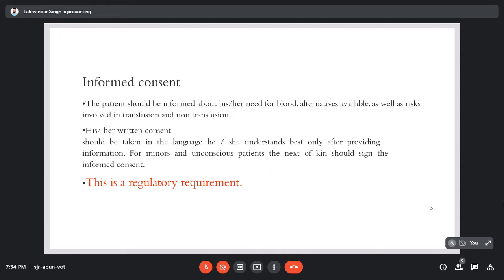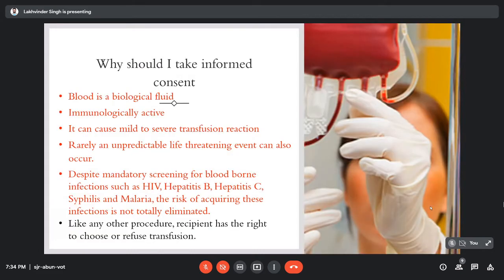For a minor and unconscious patient, like for any other informed consent, it can be taken from the next of kin. And this is a regulatory requirement. And now the question: why should I take the informed consent? First, blood is a biological fluid, it is immunologically active. It causes mild to severe reactions, but sometimes it can even cause life-threatening reactions also, like TRALI, TACO, which can even cause mortality. So that's why we are taking the informed consent before starting a blood transfusion.